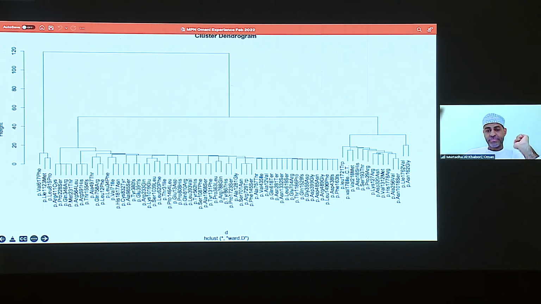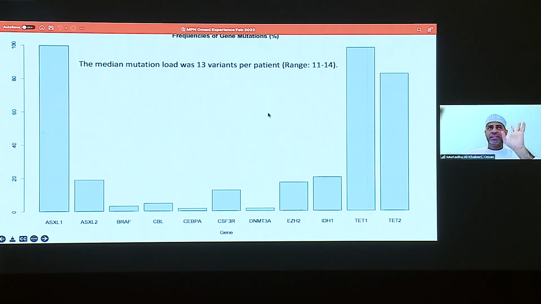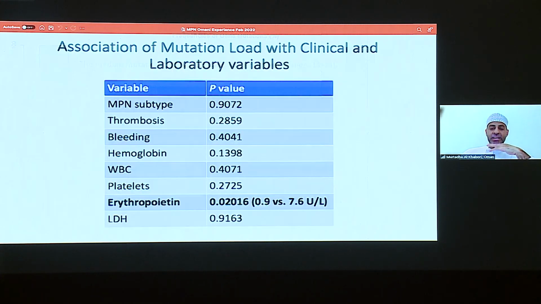So the next step, maybe we said the frequencies, the load of the variants, may be important. On a median, 13 variants were found per patient, ranging from 11 to 14. So a relatively large number of variants. And as you can see, most of the variants were found in the classical genes that have been associated with clonal hematopoiesis in the elderly: ASXL1, ASXL2, and TET1 and TET2. So most of the variants were found in these four genes. And then we tested whether that load could explain the different phenotypes.